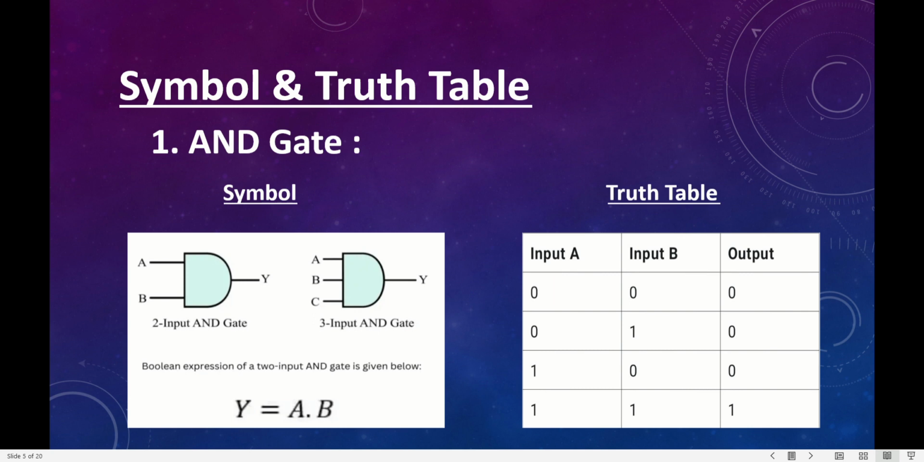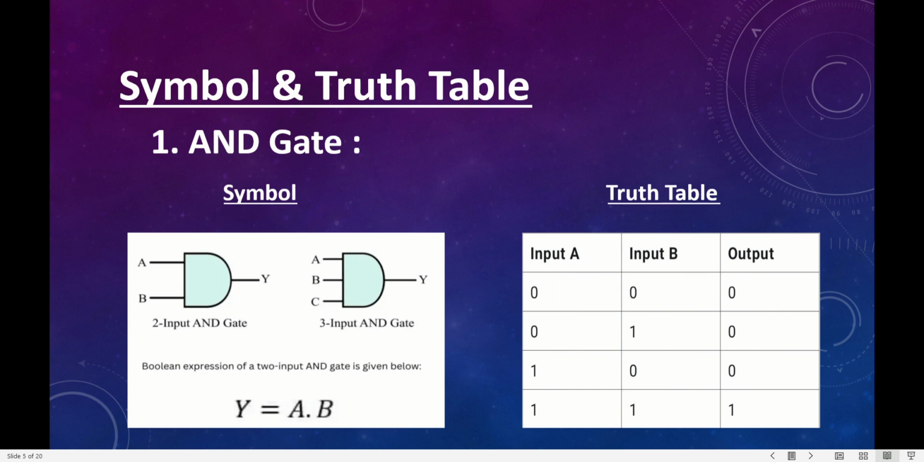Y equals A into B, and this is the truth table, and the truth table has input A and input B, and there's the output. Because both inputs are 0, the output is 0. And this shows that when no signal is provided on the inputs, it is represented by 0. And when a signal is provided on the inputs, then it is represented by 1.